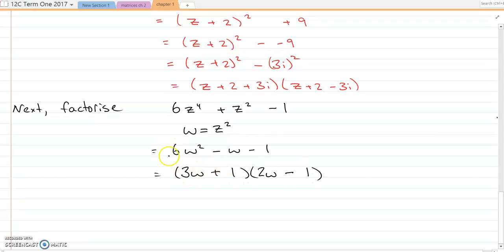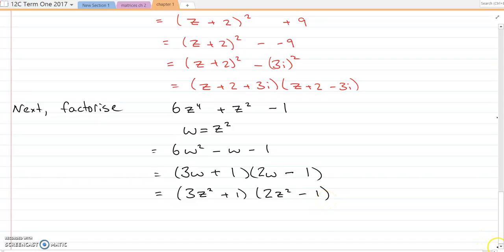And I believe this will work because of what it gives us for the middle term. So we're okay for the first and last term. We've got 3w times 2w is 6w squared. Plus 1 times minus 1 is a minus 1. Now we've got a middle term of 3w times negative 1, so that's negative 3w, and we add to that 1 times 2w. So that gives us negative 3w plus 2w is negative w. So this is the correct factorization. So now we can just swap back our z squared for this w. And you could have just done this all in one without using the substitution, whatever works easiest for you.